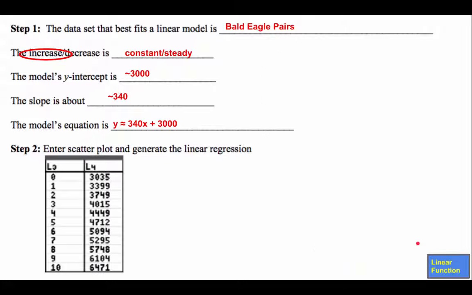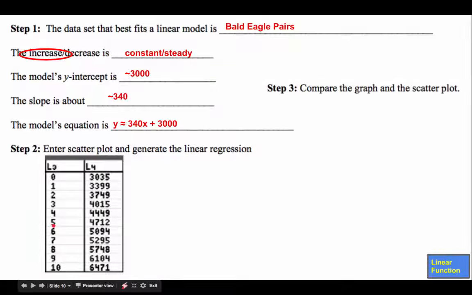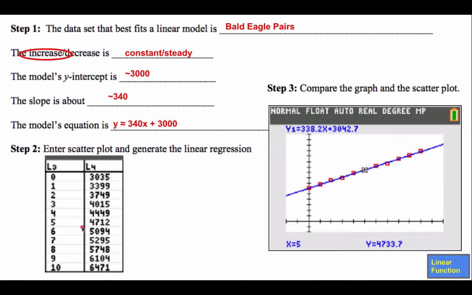So when I entered that into the calculator, this is what I had. And when I did the graphing and the scatter plot and then found the linear equation, it came out to 338.2x plus 3042.7. It's fairly close, but slightly different, right? So let me show you how to do that right now.